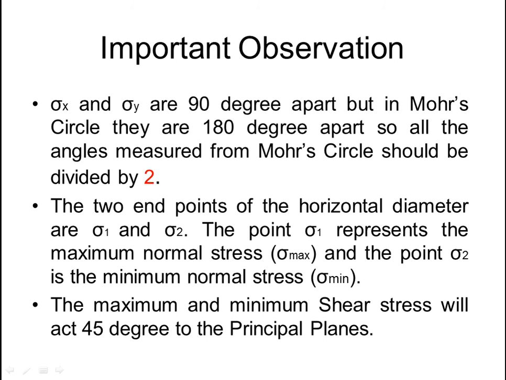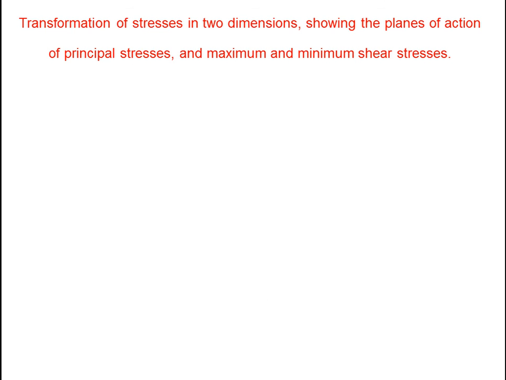The two endpoints of the horizontal diameter are sigma 1 and sigma 2. The point sigma 1 represents the maximum normal stress, and sigma 2 is the minimum normal stress. The maximum and minimum shear stress will act at 45 degrees to the principal planes. Now we will represent all the stresses in the question figure.